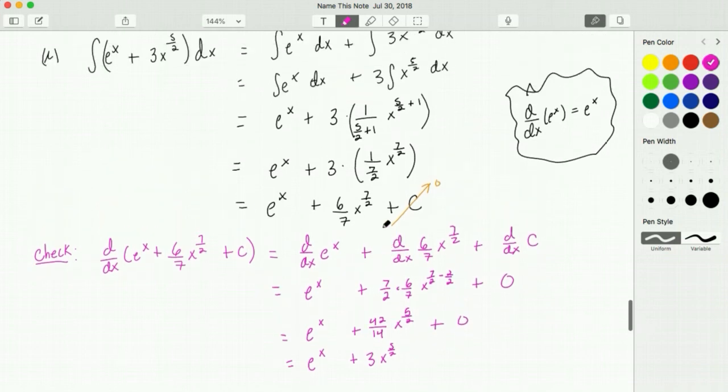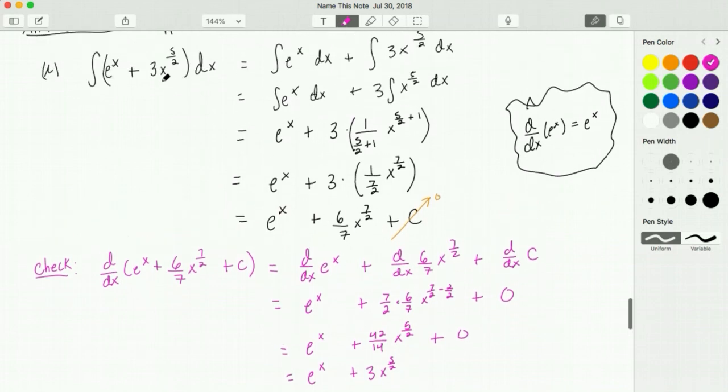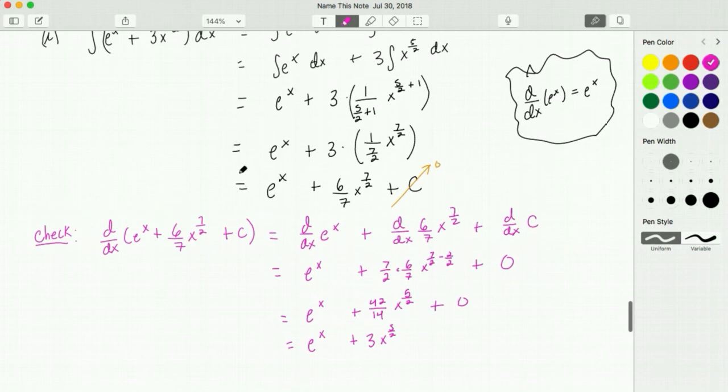So if we take a look at this, when we took the derivative of our answer, we got back our original function. This is the best way to make sure that you're not making a mistake, and try to get in the habit of, when you take the integral, also taking the derivative of the answer to see if you get back the original expression which you were integrating.